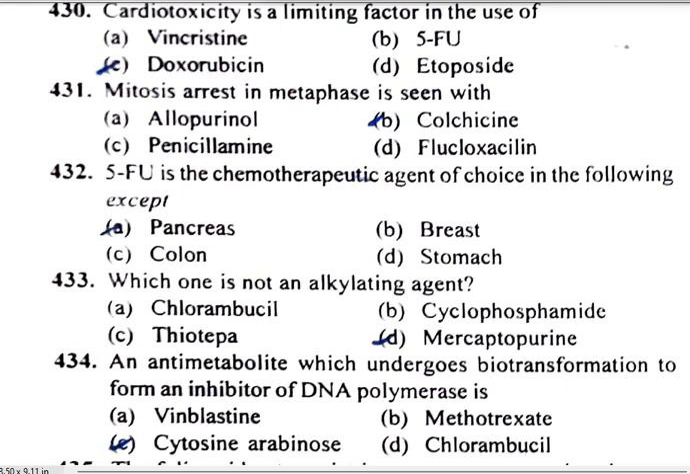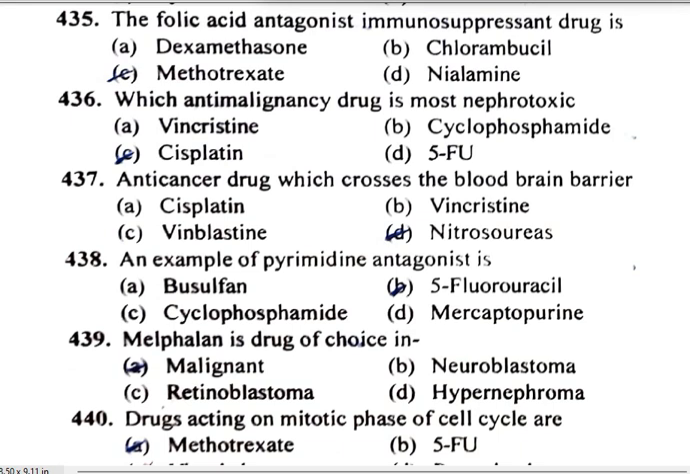Which one is not an alkylating agent? Mercaptopurine. An antimetabolite which undergoes biotransformation to form an inhibitor of DNA polymerase is cytosine arabinoside. The folic acid antagonist immunosuppressant drug is methotrexate. Which anti-malignancy drug is most nephrotoxic? Cisplatin. Anti-cancer drug which crosses the blood-brain barrier is nitrosoureas. An example of pyrimidine antagonist is 5-fluorouracil.